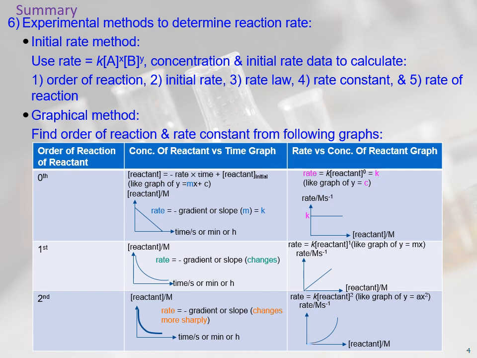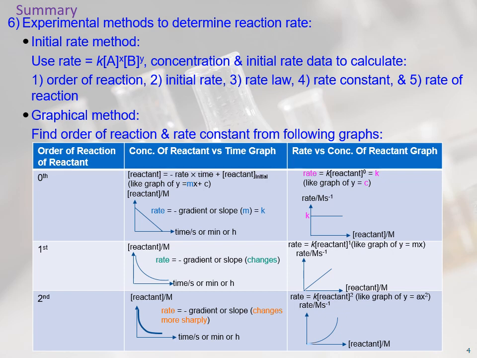The rate is minus times the negative gradient of the graph to ensure that rate is a positive quantity. For a zero-order reactant, its rate against reactant concentration graph is a horizontal straight line since the rate does not vary when the reactant concentration changes. When the order of reaction of a reactant is 1, its concentration against time graph is a curve with negative gradient or slope since the reactant is consumed over time. The gradient starts off relatively steep, then becomes less steep over time. For a first-order reactant, its rate against reactant concentration graph is a straight line with a positive gradient.